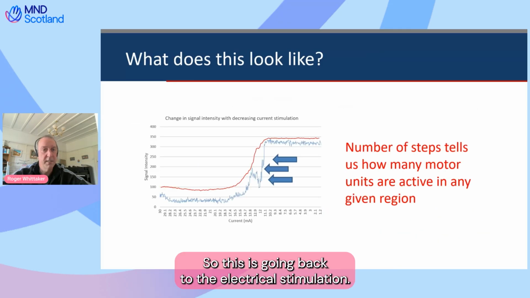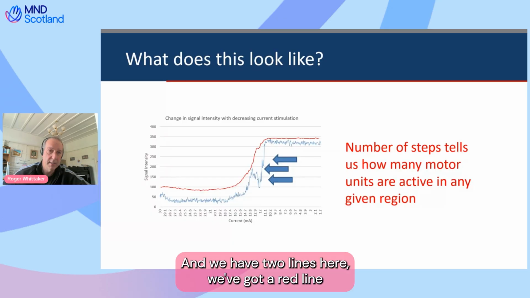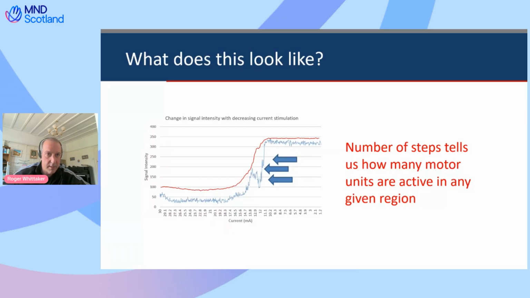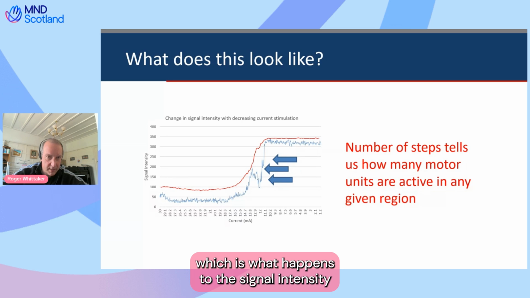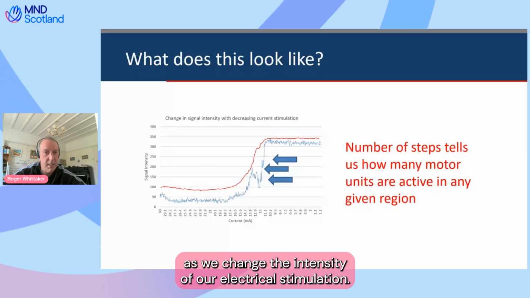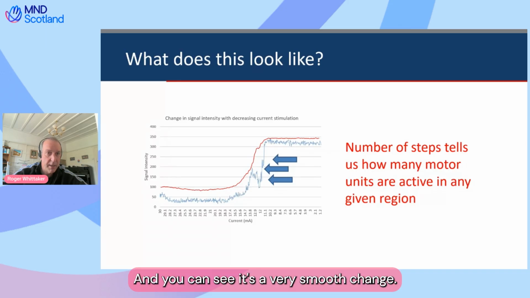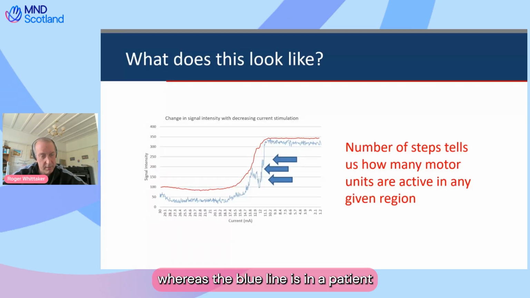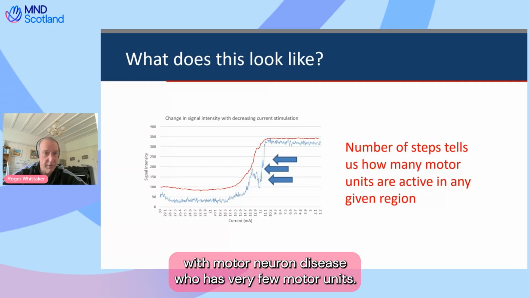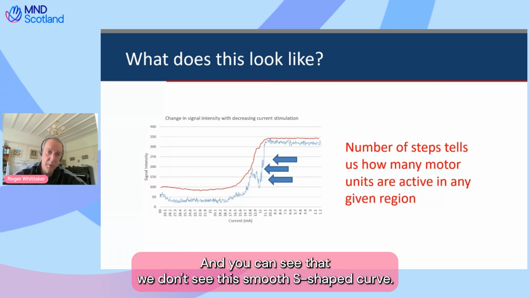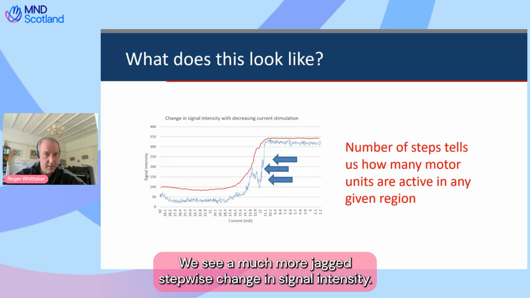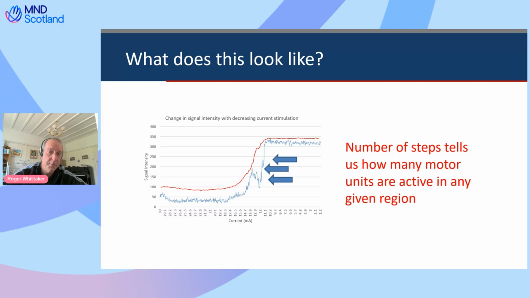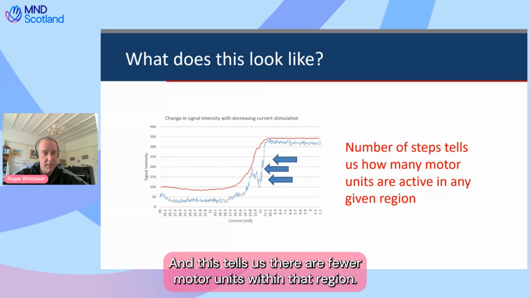So this is going back to the electrical stimulation, and we've got 2 lines here. We've got a red line, which is what happens to the signal intensity as we change the intensity of our electrical stimulation. And you can see it's a very smooth change, and that is in a healthy subject with lots of motor units, whereas the blue line is in a patient with motor neuron disease who has very few motor units, and you can see that we don't see this smooth S-shaped curve. We see a much more jagged, stepwise change in signal intensity. And this tells us there are fewer motor units within that region.